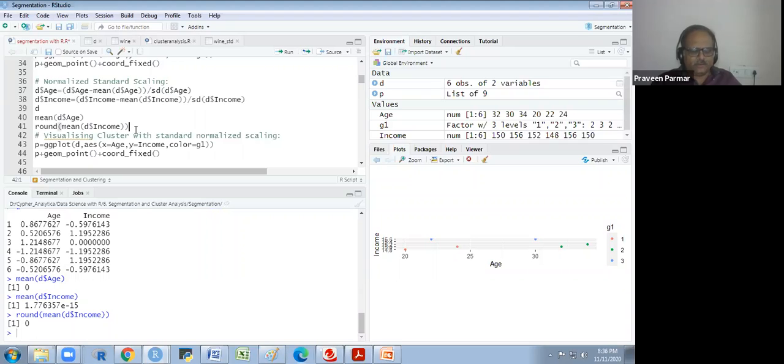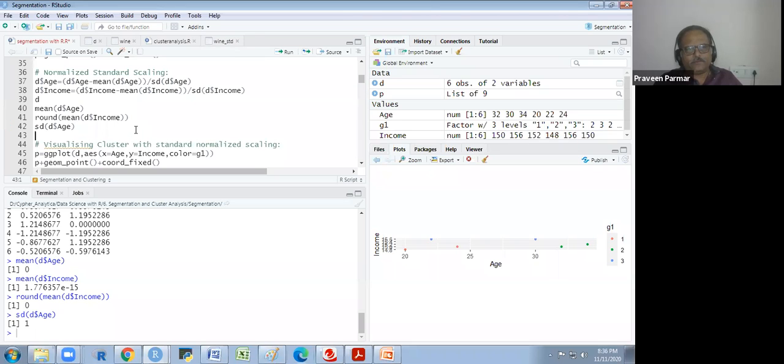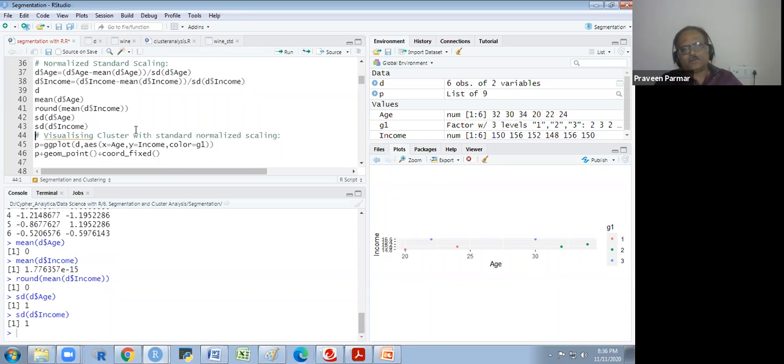If I ask about the SD, it is 1. If I see the SD of the other, that is also 1. Got it? Now their variance is the same. Their mean is the same. Okay, but the data points are different. Got it?